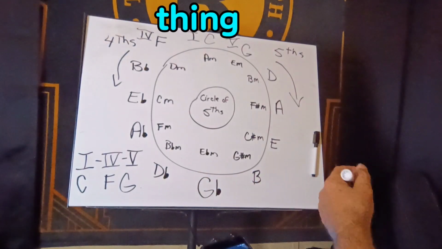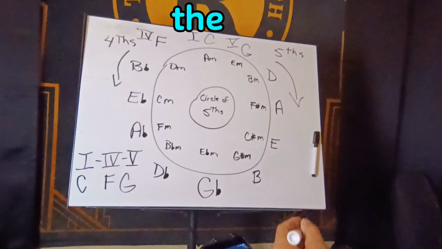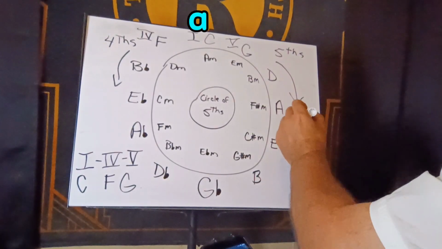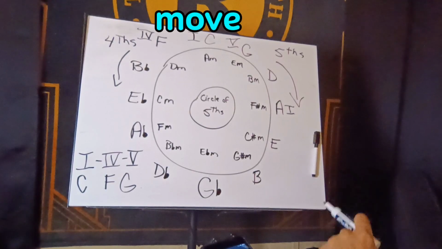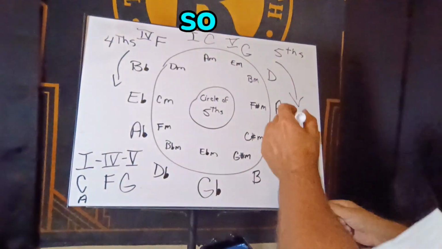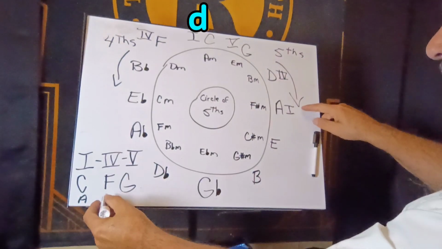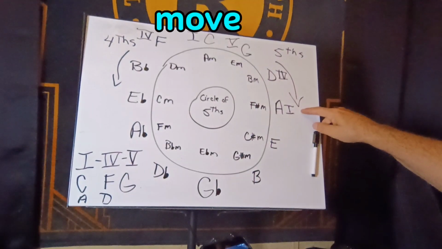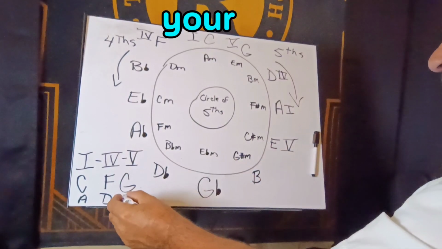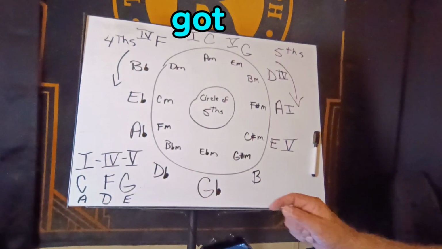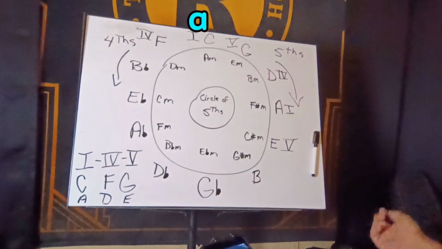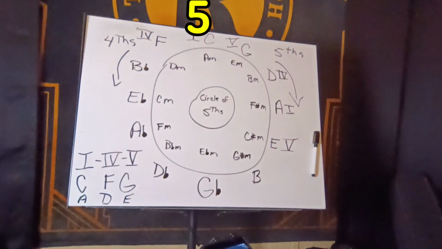You can do the same thing here. So you start on the A, say you're in the key of A, and A is your 1. Because fourths move this way, you're going to have a D. So there's your 4, and there's your D. If you're on A and you move to the 5th, that's your 5 chord. There's your 5th. So now you've got A, D, and E as a movement of 1, 4, 5.